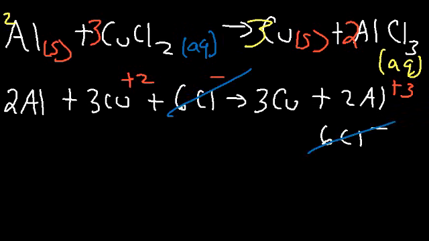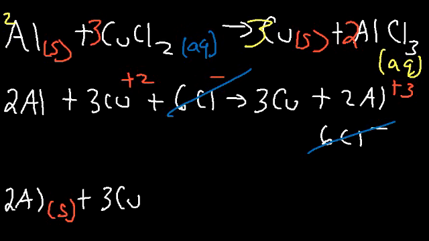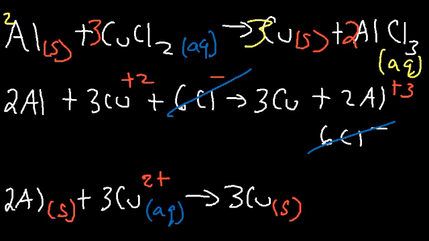And so for the net ionic equation, it's going to be 2Al solid plus 3Cu2+ aqueous, which turns into 3Cu, or 3 solid copper atoms, plus the aluminum 3+ cation, which is in the aqueous phase. And so this is the net ionic equation for this particular single replacement reaction.